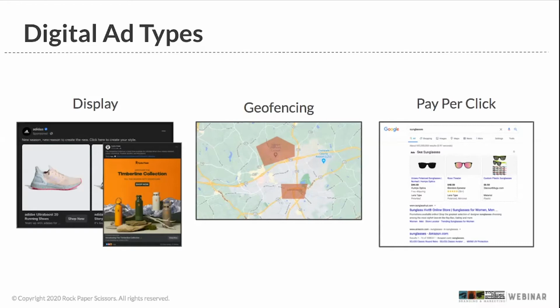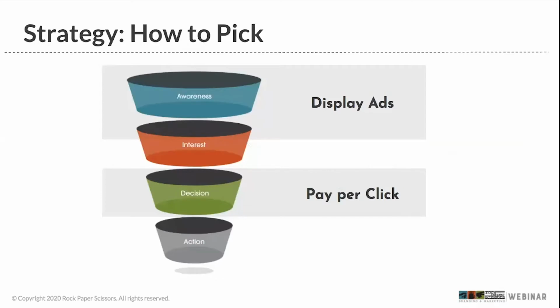We're going to talk a little bit about geofencing, which could be a display ad. But I want to touch base on it because it's something we hear a lot of questions about, and it's a very cool option to be able to think about when we're talking about strategies. Then the third one we're going to talk about today is pay per click. So basically in your Google results, what's getting posted as paid listings.